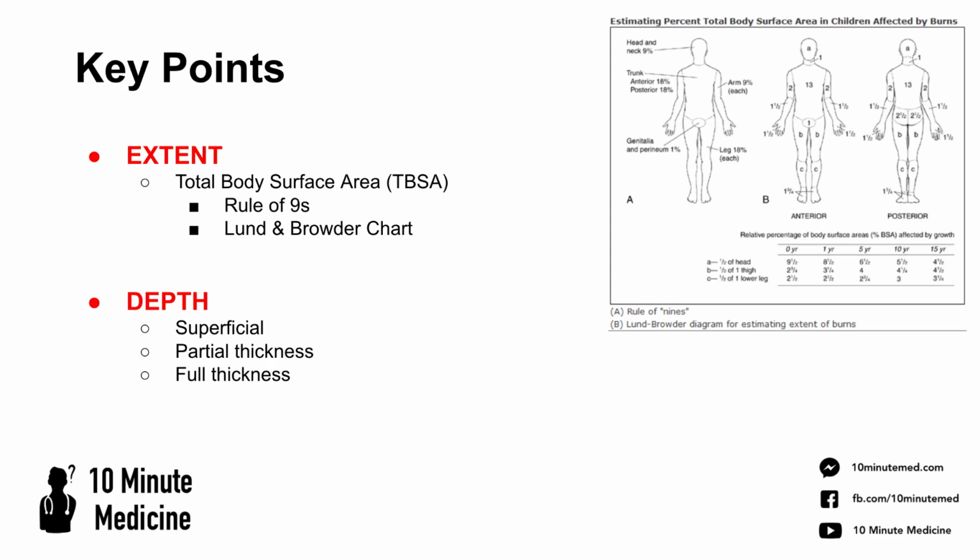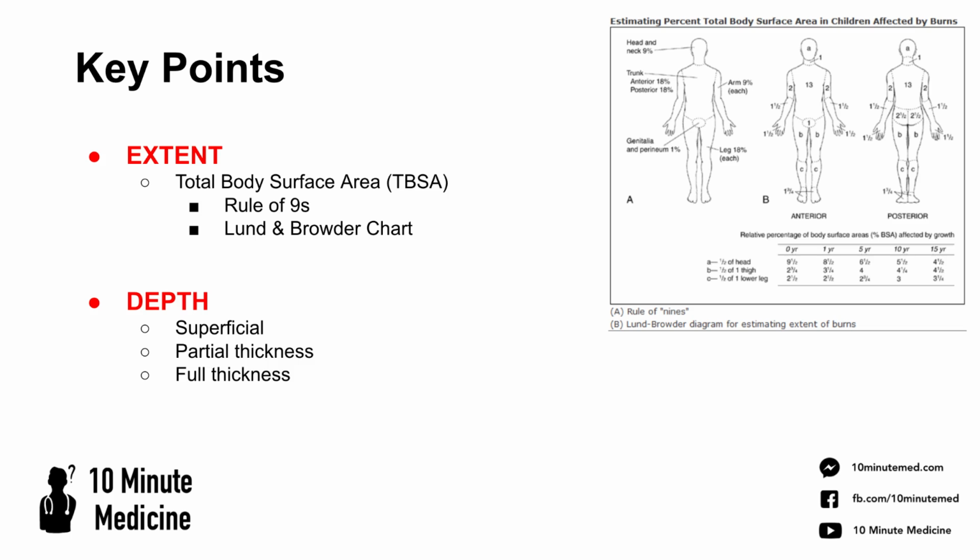Key points when assessing are looking at the extent and the depth. So for the extent, you've got a couple of different ways. The key main tool uses the total body surface area, which breaks the body into percentages. The rule of nines, as you can see in part A in the figure, is a more crude way of doing that and assessing. So it gives you a number quicker.